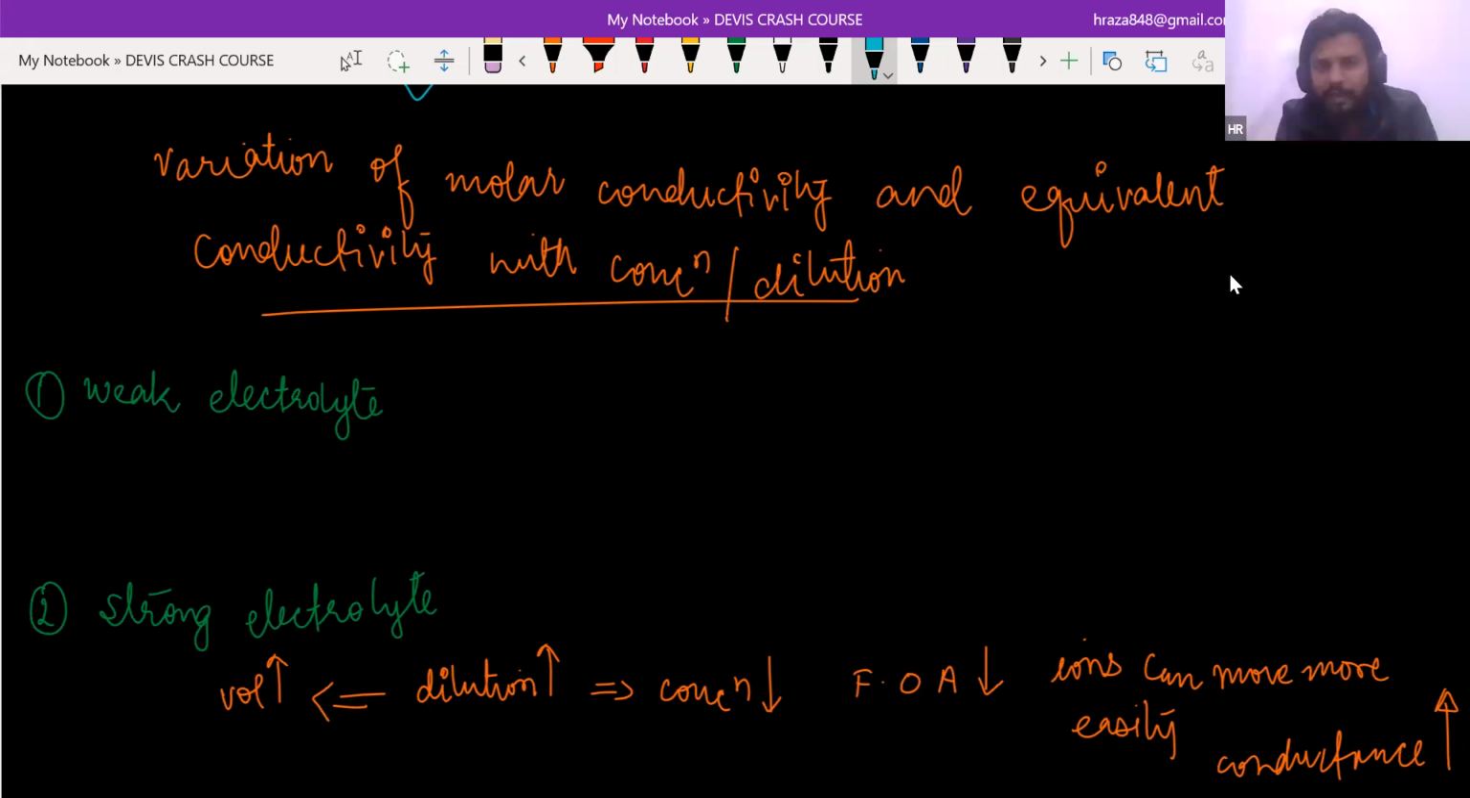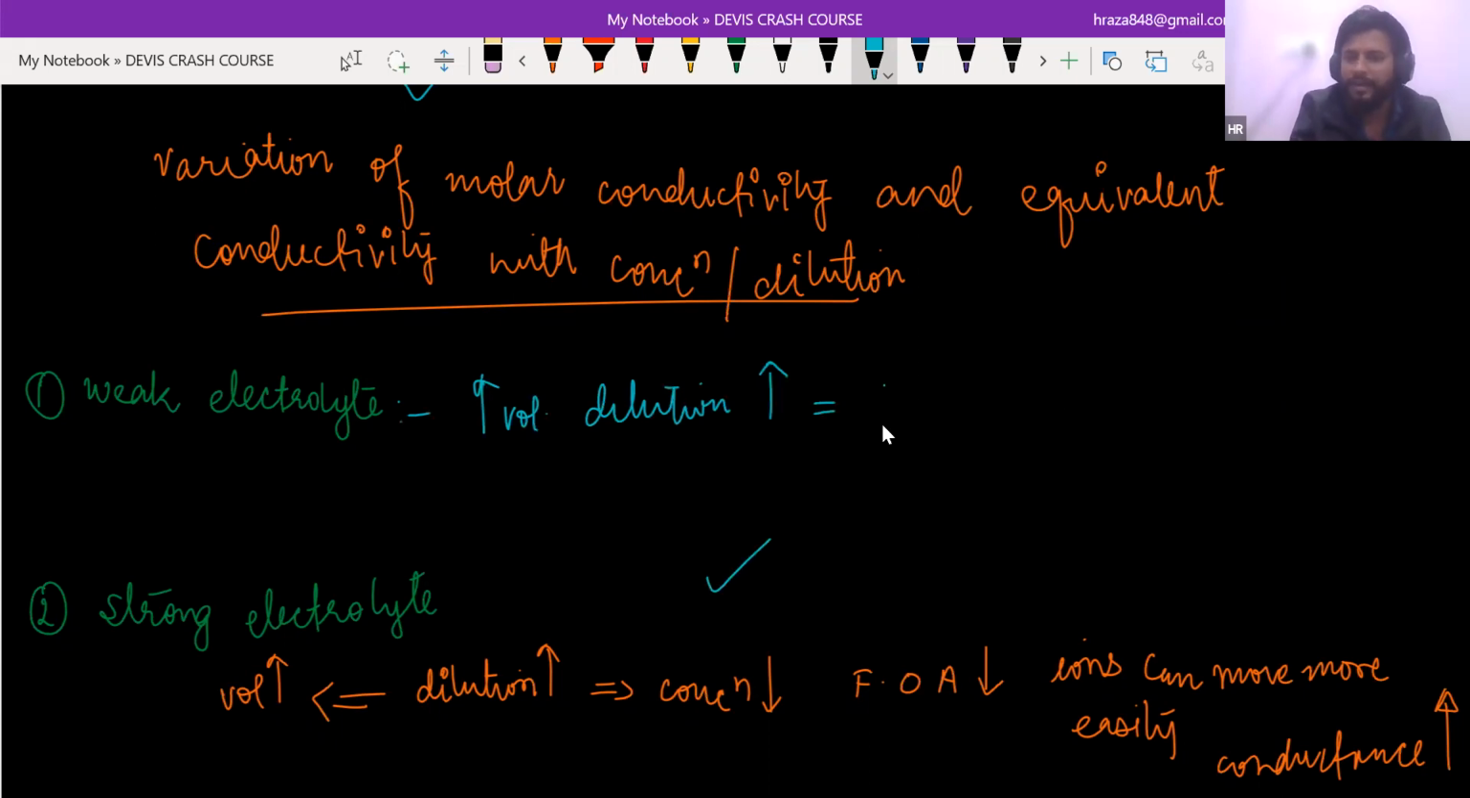Only the variation in molar or equivalent conductivity will be due to this lesser force of attraction, so that they can move more easily. But in case of a weak electrolyte, when you dilute the solution, dilution increases. That means volume increases, that means concentration decreases. That means force of attraction decreases, due to which more ions will be produced.